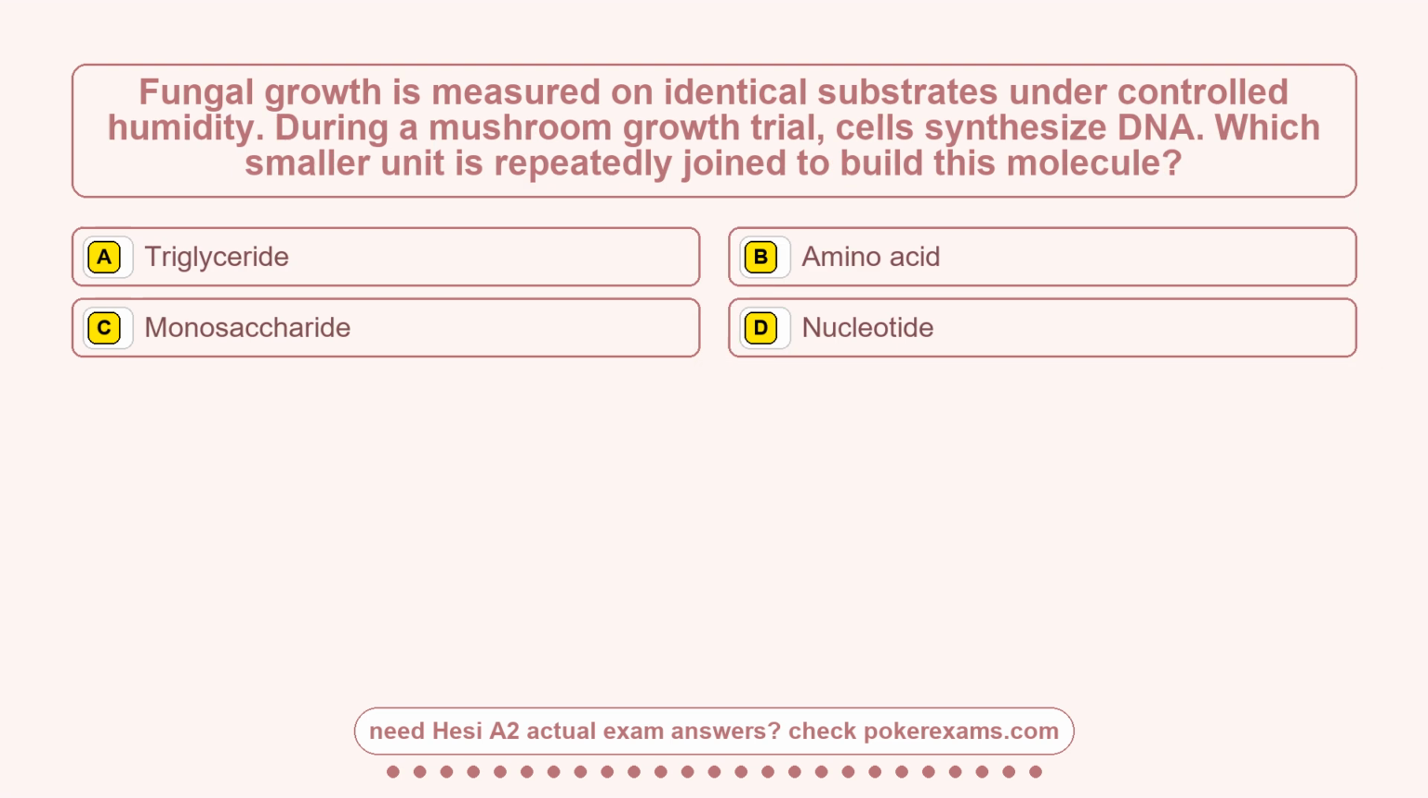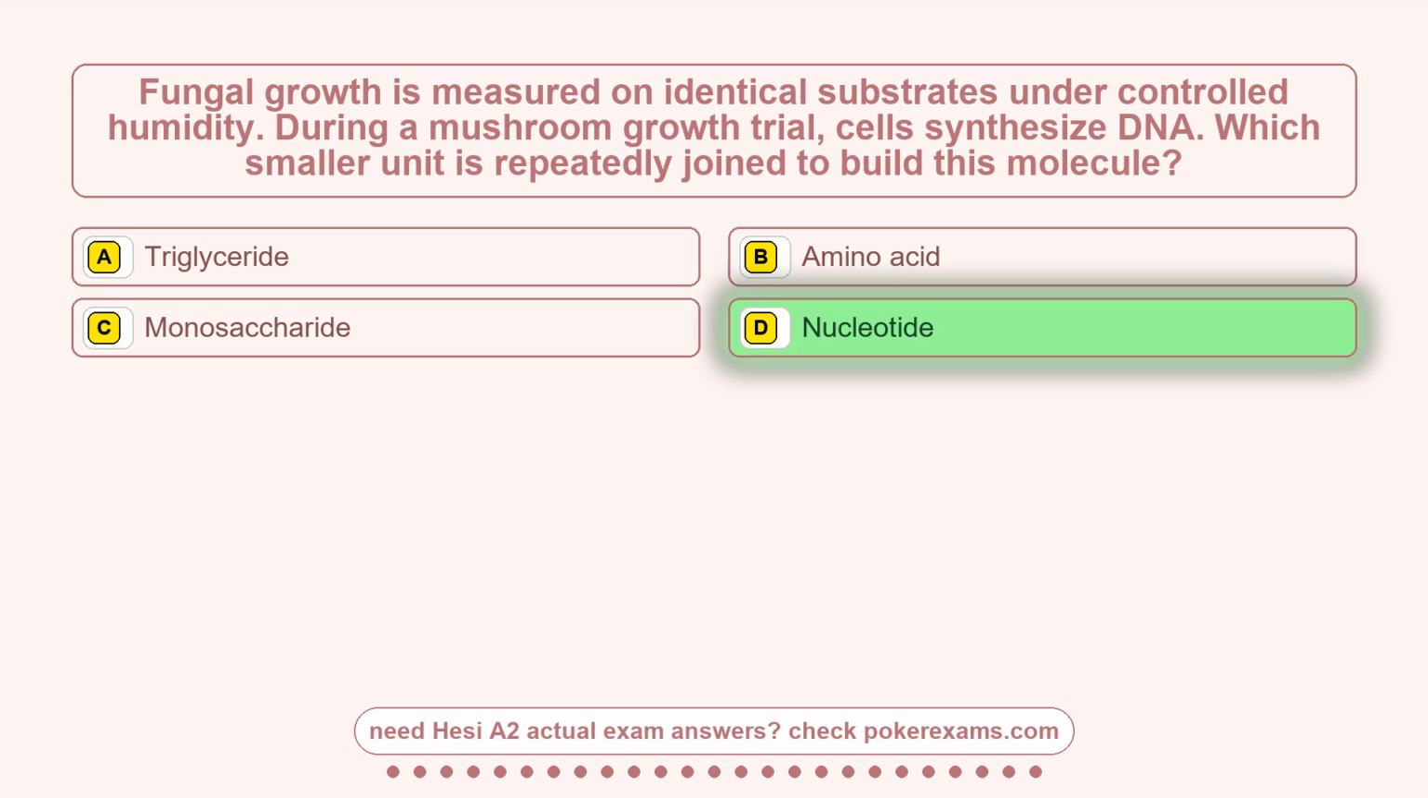Question 8. Fungal growth is measured on identical substrates under controlled humidity. During a mushroom growth trial, cells synthesize DNA. Which smaller unit is repeatedly joined to build this molecule? Option A, triglyceride. Option B, amino acid. Option C, monosaccharide. Option D, nucleotide.